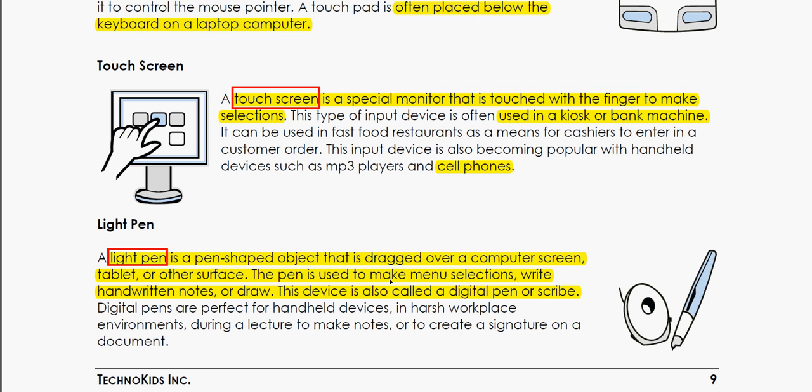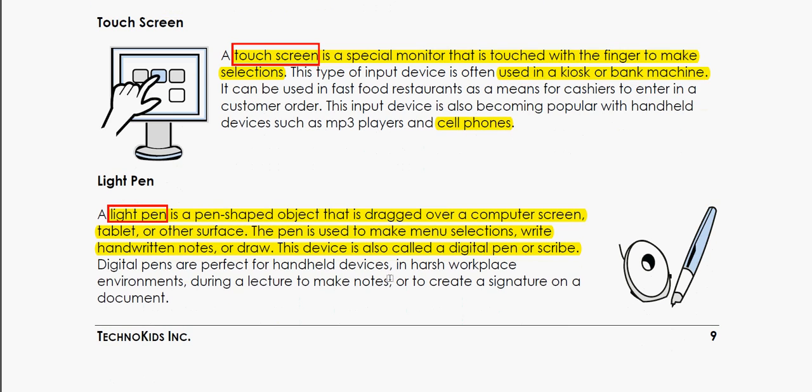Now, you don't need to know every single detail about them. You're familiar with a touchscreen. Just look at it so you're familiar with the specific terminology that's used. Now, a light pen is a pen-shaped object that's dragged over a computer screen or tablet or any kind of other electronic device that you can make menu selections with or write handwritten notes or draw with. It can be called a digital pen or a scribe. Artists, designers tend to use these kind of things when they are drawing.